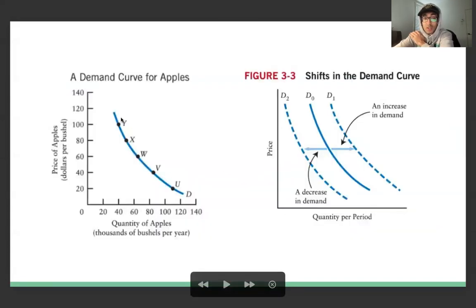Okay, so this is what the demand curve looks like, and it's inversely related to the price. And a movement along the demand curve is basically if I move from, let's say, point Y to point V, and that happens when there's a change in the price of the good itself. However, let's say our income increased, that would shift this entire relation, which is the entire demand curve, to the right.